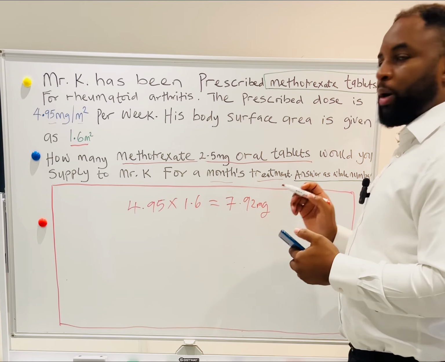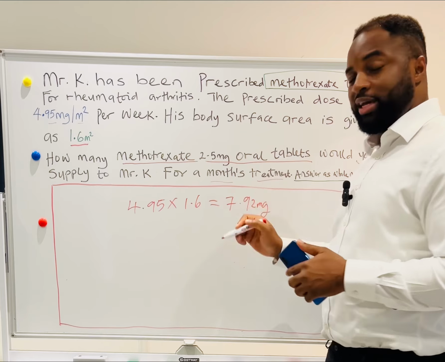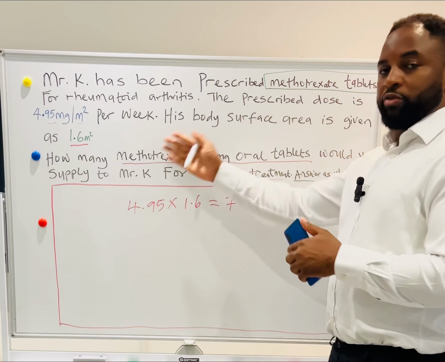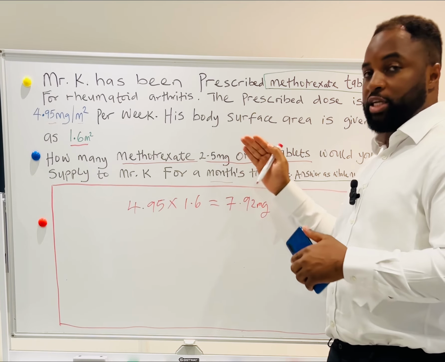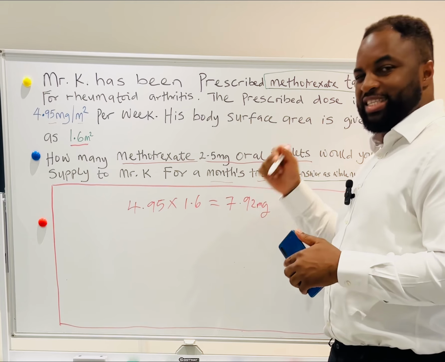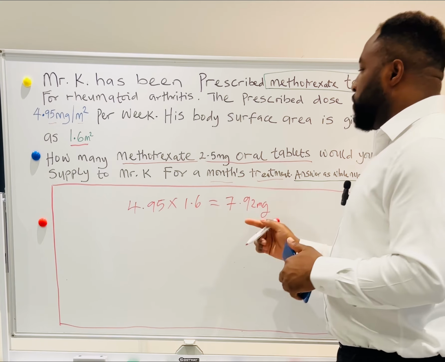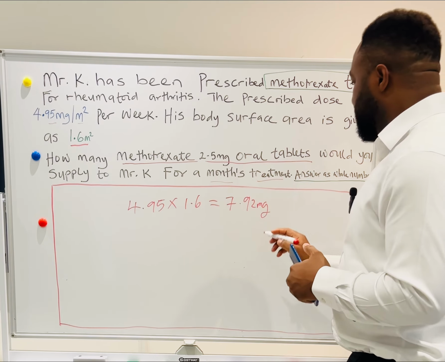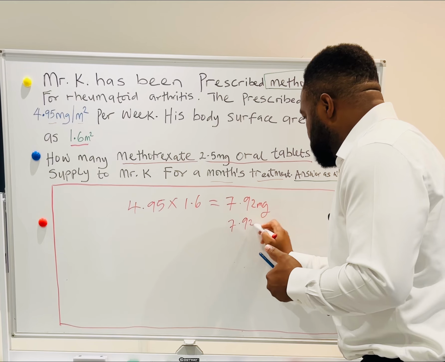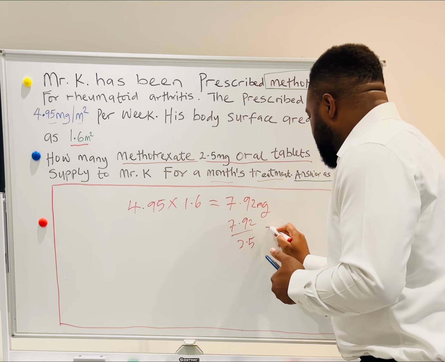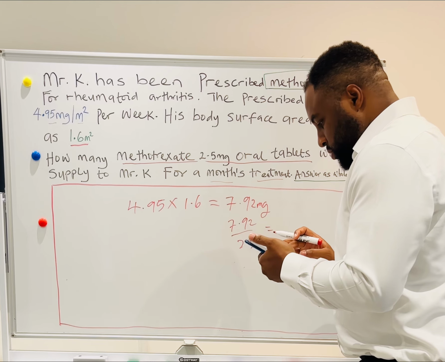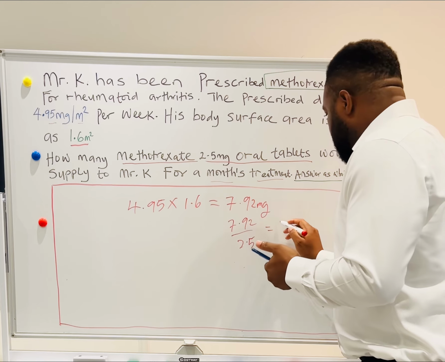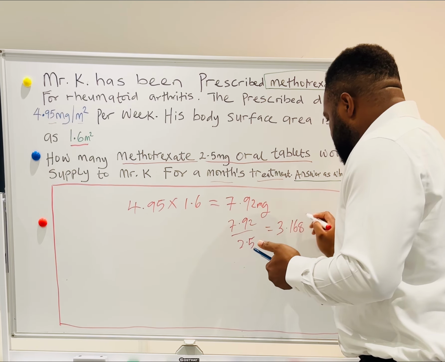Now, before you move on, remember what I said in my previous video. You have to make clinical decisions. Questions like this, they're not as straightforward. This is one of the simplest questions, but they're not as straightforward as they look because your decision is needed when you're answering the question. Okay, so when you get 7.92 milligrams, we're going to divide 7.92 by 2.5. And that will give us 3.168 tablets.